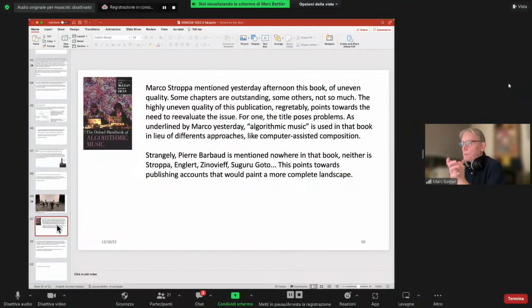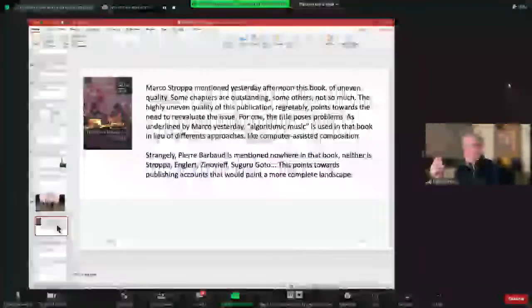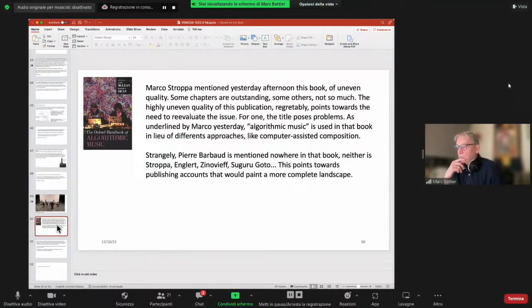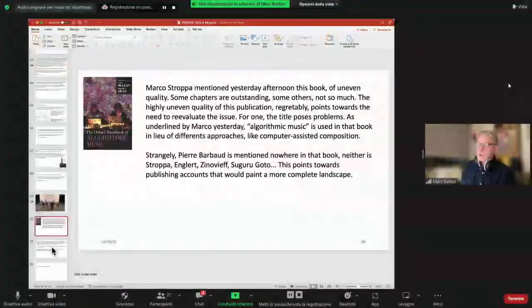Now, Marco Stroppa mentioned yesterday afternoon this book of uneven quality. Some chapters are outstanding and some others not so much. The highly uneven quality of this publication regrettably points towards the need to reevaluate the issue. For one, the title poses problems, as underlined by Marco yesterday. Algorithmic music is used in that book in lieu of different approaches like computer-assisted composition. Strangely, Pierre Barbaud is mentioned nowhere in that book. Neither is Stroppa, Englert, Zinoviev, Suguru Goto, and many others. This points towards publishing accounts that would paint a more complete landscape.